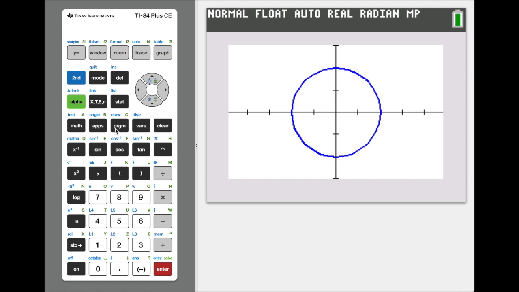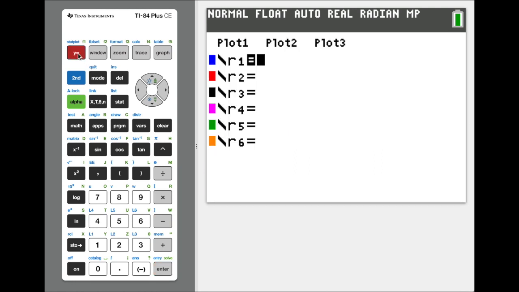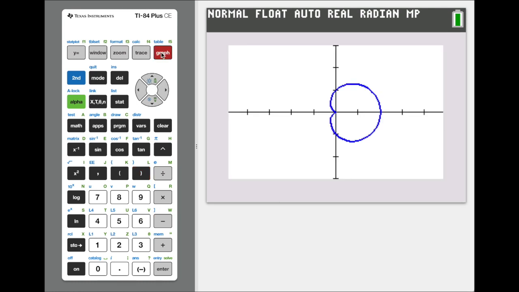Now, that's not really the most interesting graph for us. What we were wanting to graph here is our next example, which is r equals 1 plus cosine theta. So let's graph that one. We have 1 plus cosine, and then I'm going to use the variable button X,T,theta,n, and because we're in polar coordinates, instead of inputting an x, our calculator is going to input a theta. All right, so we've got 1 plus cosine of theta, and I hit graph and see what happens.